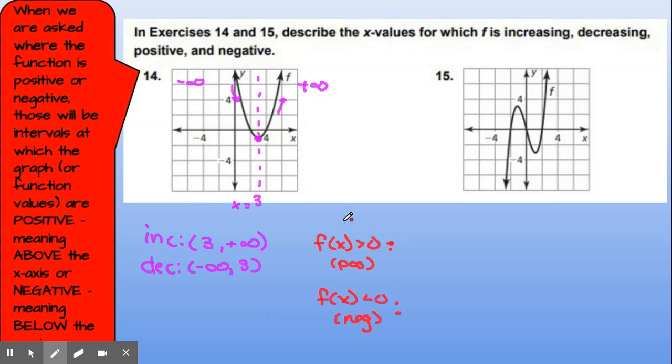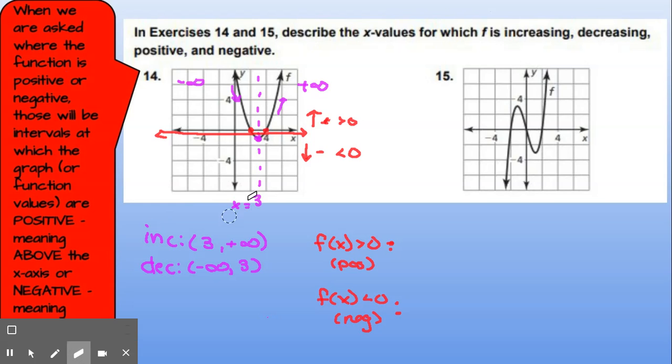So you may see either the words positive or negative, or this function notation. And what that means is, where's the graph in response to this x-axis? When it's above it, that's your positive function. When it's underneath my x-axis, that's the negative side, right? This is when it's greater than 0. This is when it's less than 0, the function. So what you need for those are your intercepts.